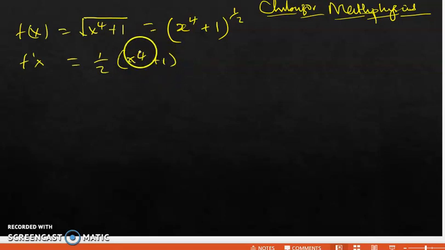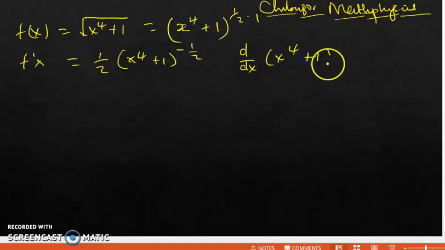Using chain rule, we are going to differentiate also what is inside. What we have done is you take this half, multiply by the whole derivative, and minus 1 here, so you have negative a half. So d over dx of this function x power 4 plus 1, if you differentiate this, you will simply get 4x.